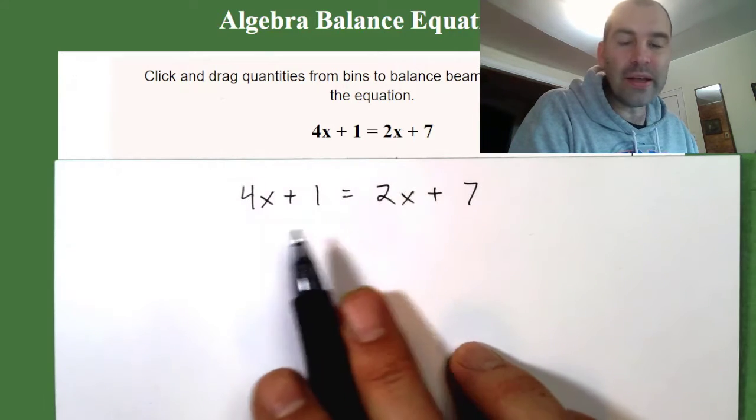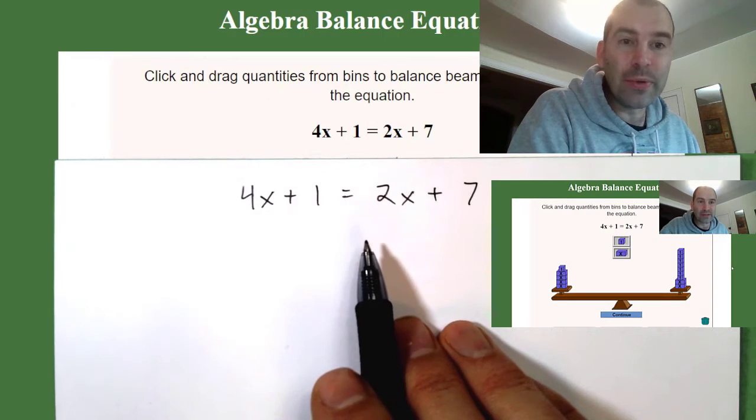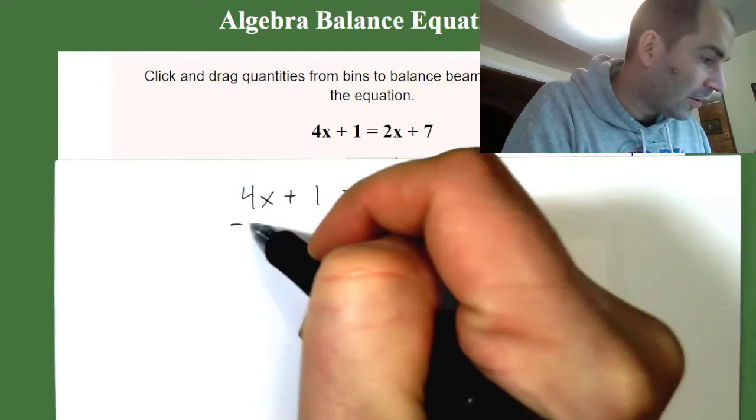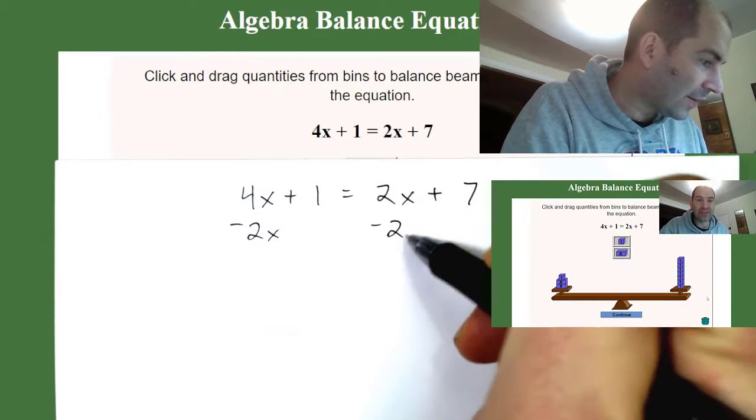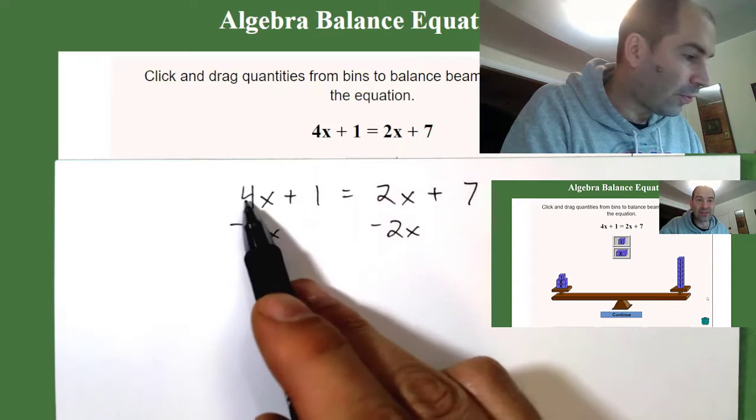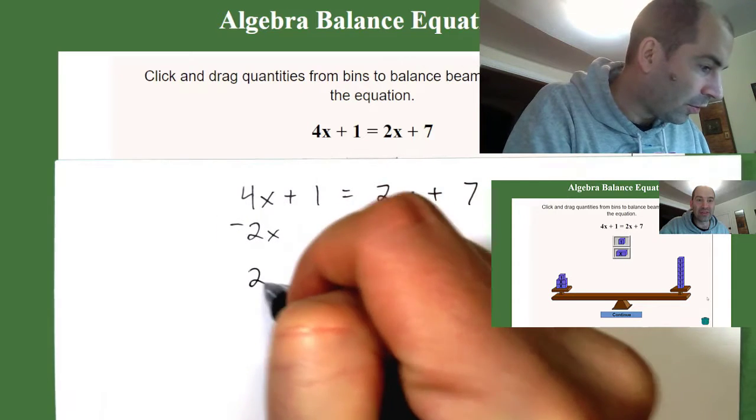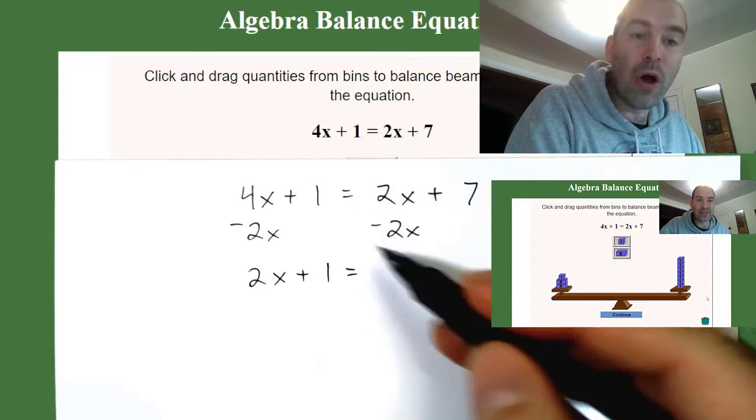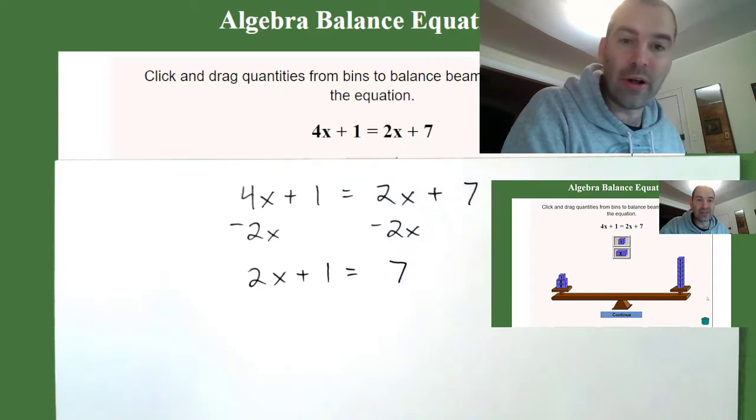Okay, so here's my equation, right? What was the first thing we did? Well, we removed 2 x's from each side of the scale. So that's subtracting 2x from each side of the equation. Now when I do that, 4x minus 2x, I'm left with 2x. And 2x minus 2x, I'm left with no x's, so I don't write any x's there at all. The 7 just comes down.